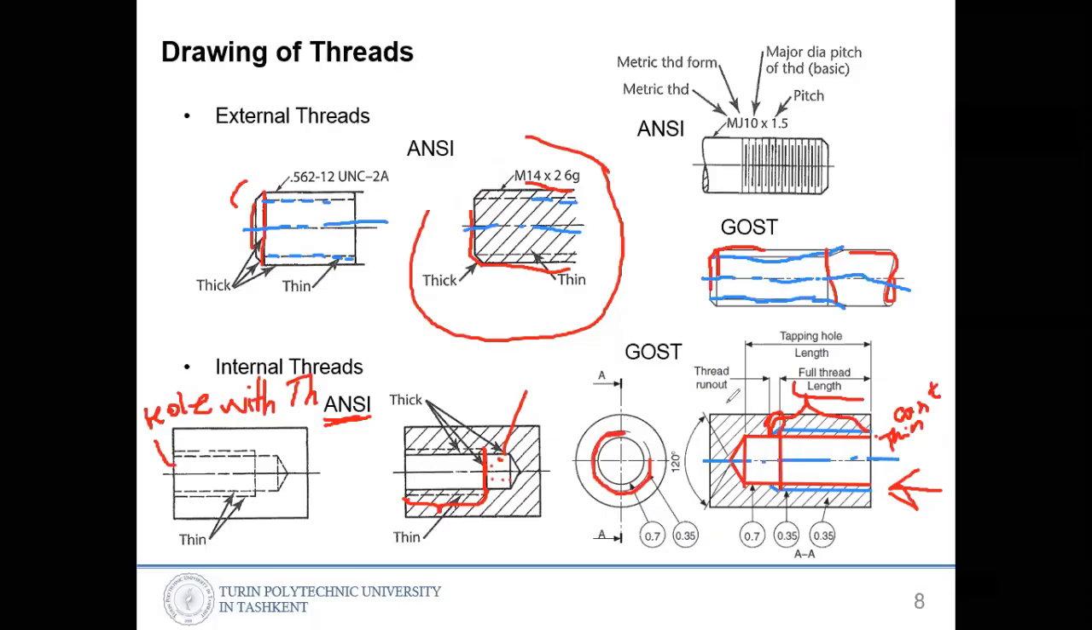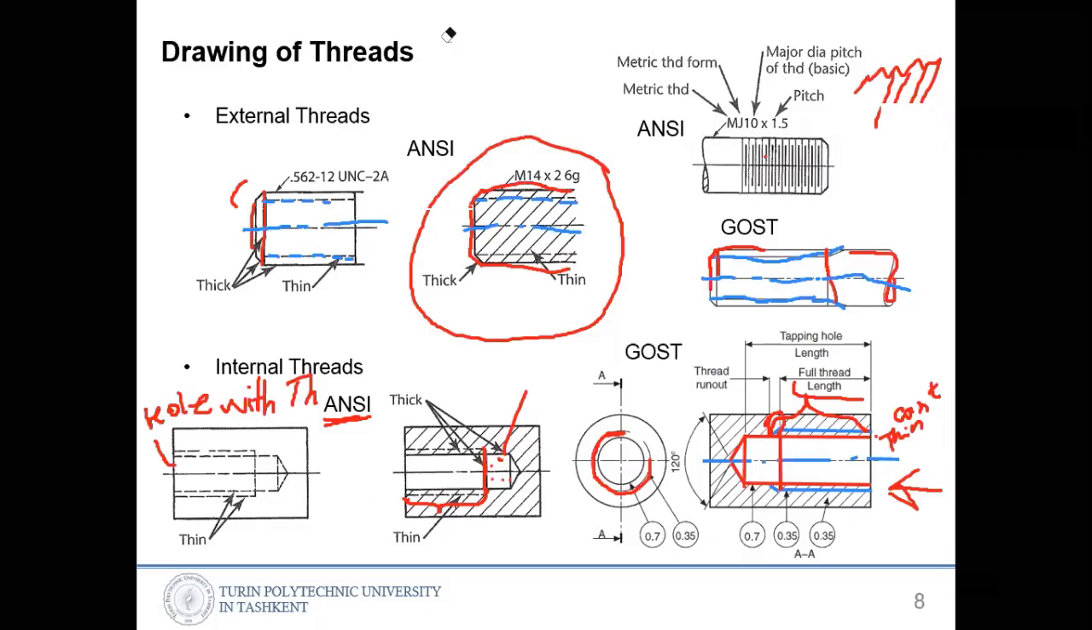And in ANSI, the type of representation is like this. That's also thread. It's an easy way to draw thread like this, because drawing it with inclined lines is difficult. So that's why they make straight parallel lines in between. That also represents the threading.